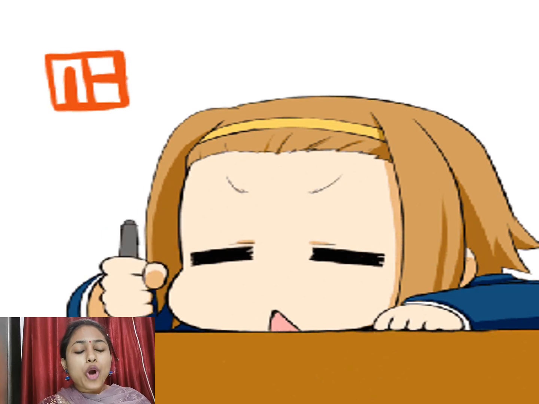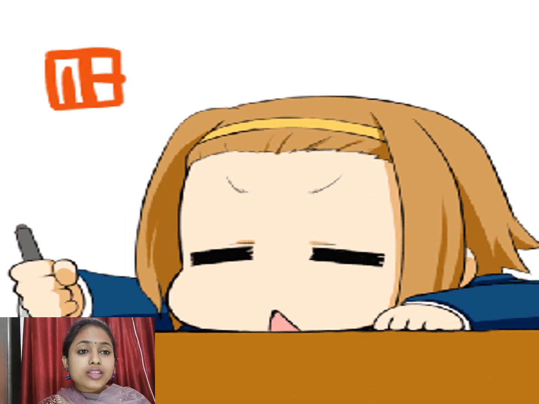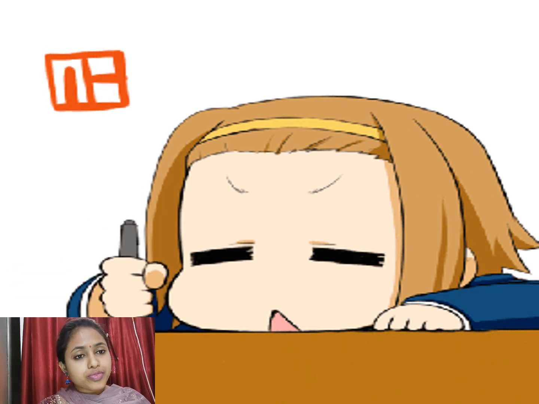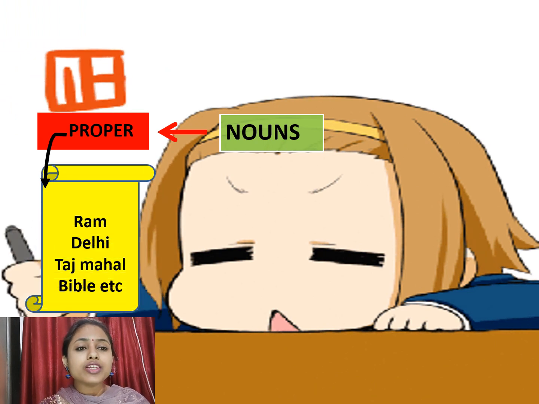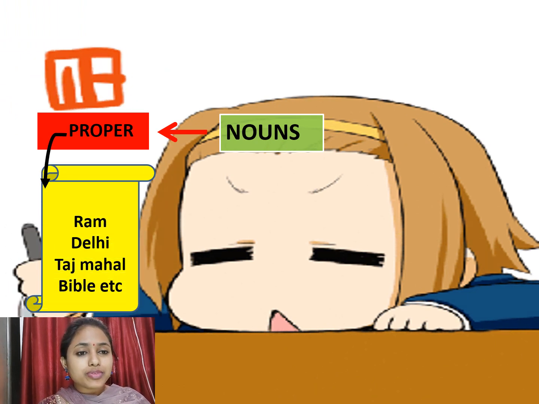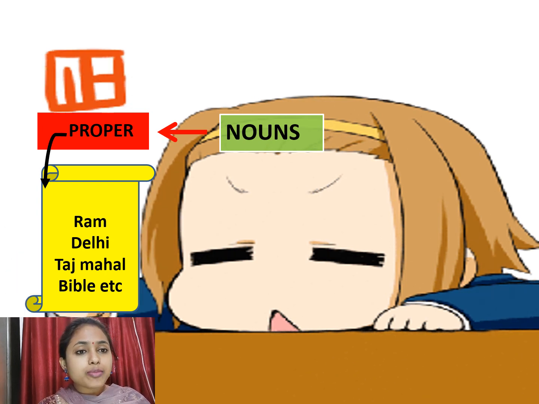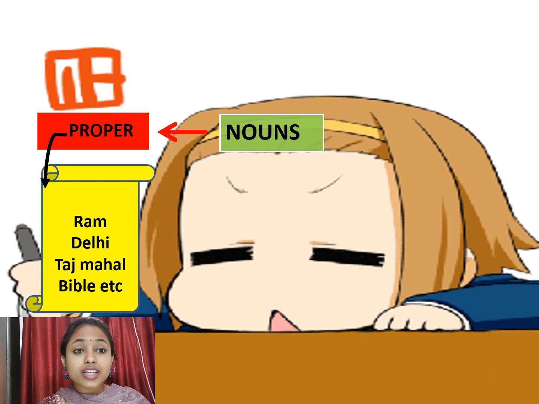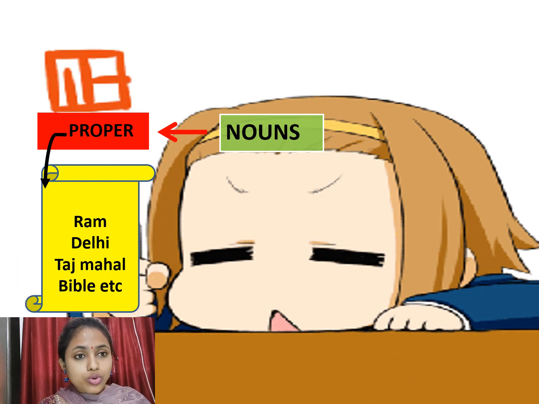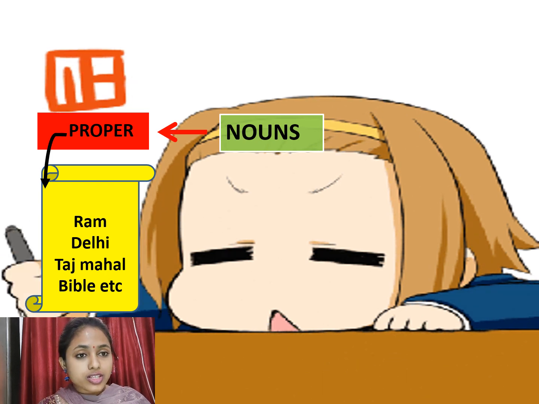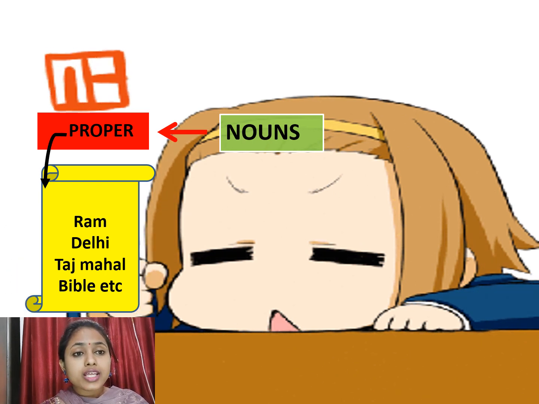Okay. Now in this slide we are going to learn different types of noun. Let's see what are they. The first type of noun is proper noun. And let me give you some examples of proper noun so that you yourself can frame a definition. First example is Ram, Delhi, Taj Mahal and Bible. What are they? They are the names of person, place or thing, right? So what is the definition saying? The definition is saying that proper noun helps you specify things.